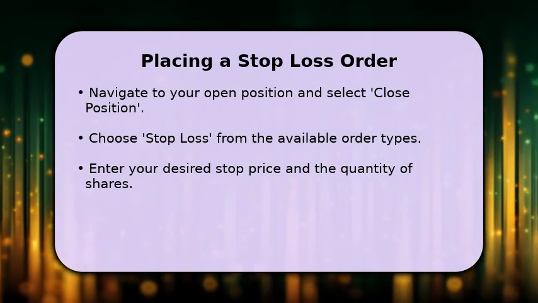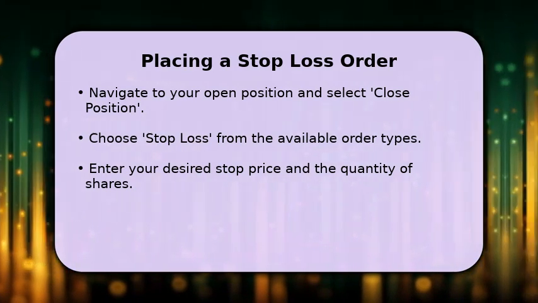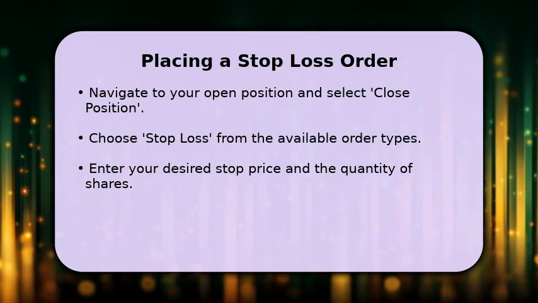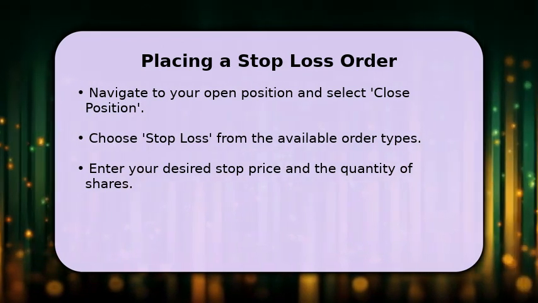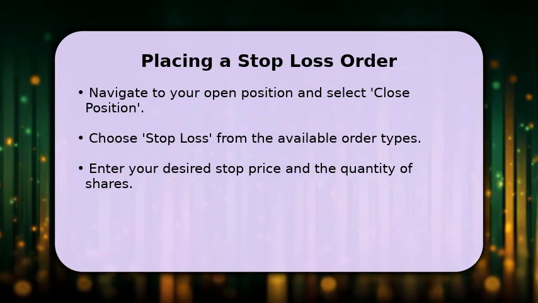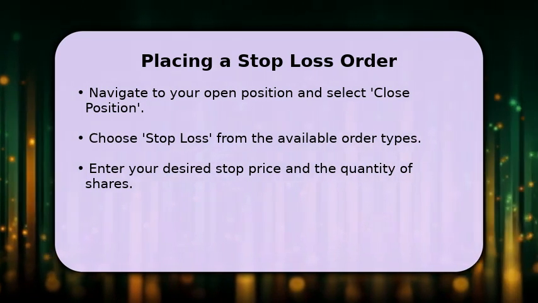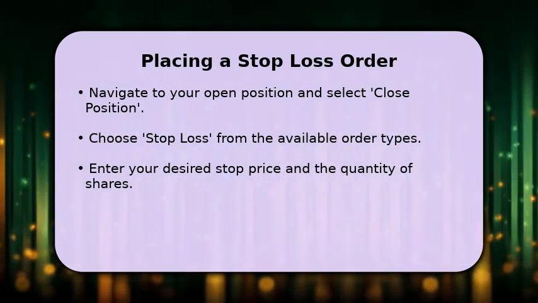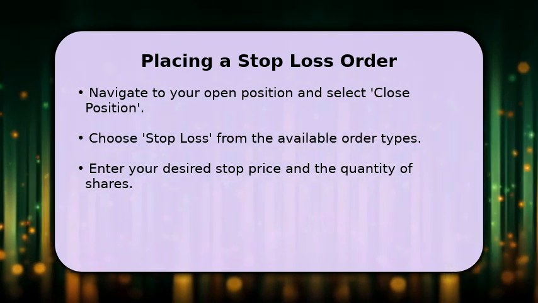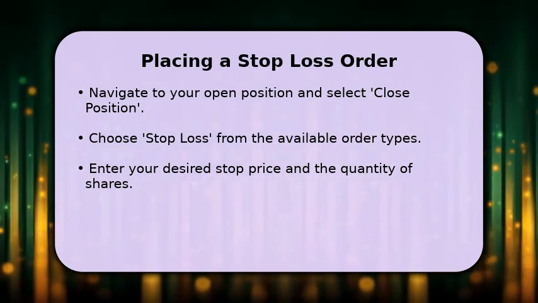Setting a stop-loss on Webull is straightforward. First, go to your open positions and select the one you wish to protect. Then, choose the close position option. From the order types, select stop loss. You'll then enter your desired stop price and the number of shares you want to cover. Always double-check all the details before confirming and submitting your order.